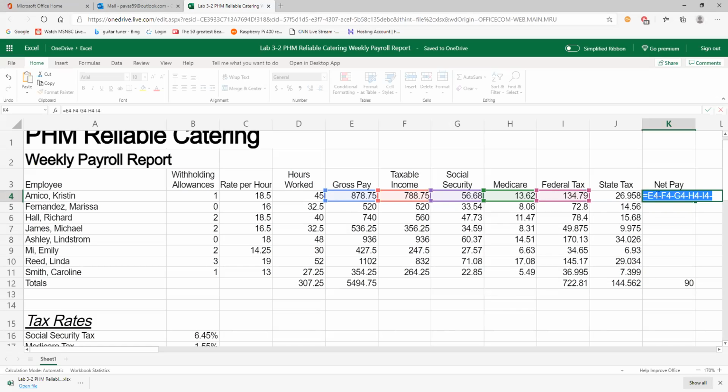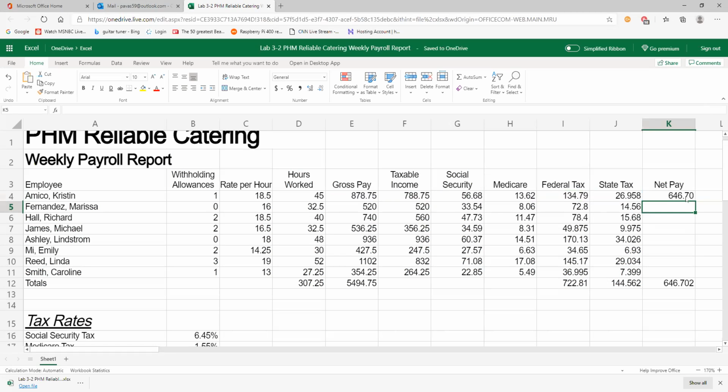It equals gross pay minus Social Security, so minus this, and then minus Medicare, minus federal tax, and then minus estate tax. Enter, and that should work. 646.70. I wonder why we didn't do it the other way. When we drag them all down, make sure they're all matched. I don't think we need absolute value, because it's correct.